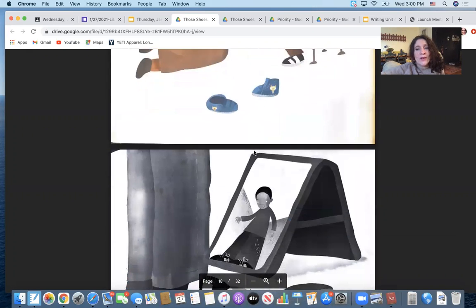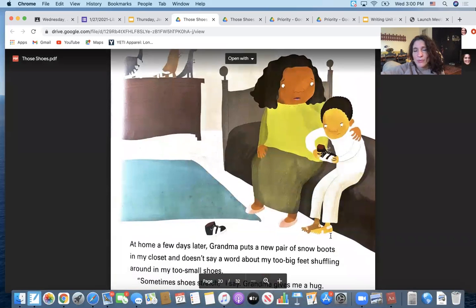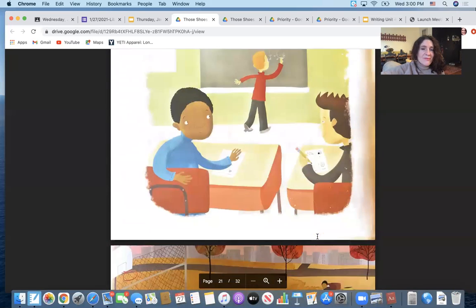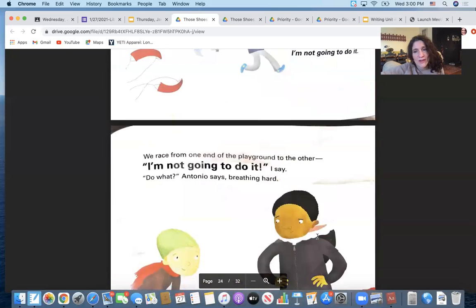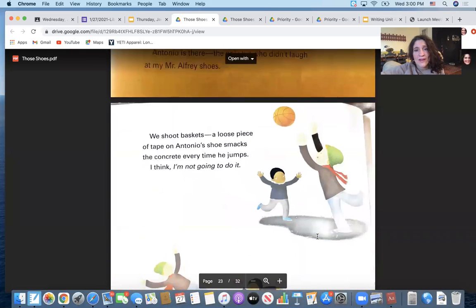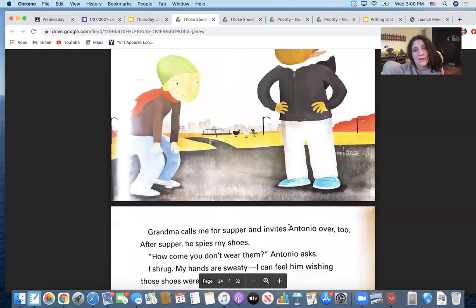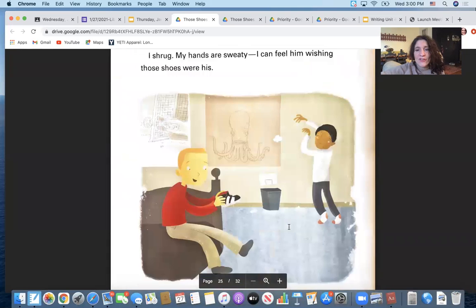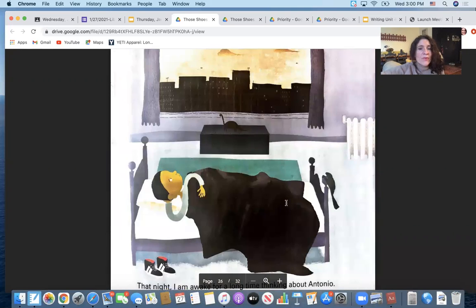And so he wears them anyway, and it's a horrible experience, and he gets blisters on his feet. Long story short, he knows that he can't keep the shoes. They don't fit him. And this poor little boy, his friend Antonio, who's got taped up shoes, actually needs the shoes. And he decides that he's going to give the shoes to Antonio. Tries them on one last time. They clearly don't fit him.